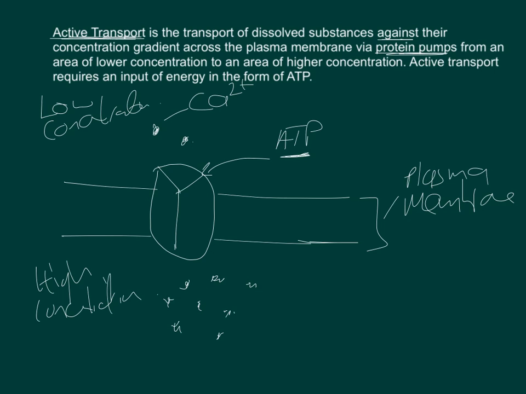And with the aid of ATP acting as energy and the passageway being a protein pump, the calcium ions can go against their concentration gradient, travel through the membrane from an area of low concentration to an area of high concentration.